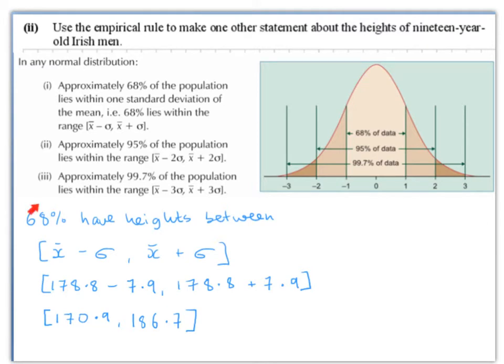Likewise, we could have said 68% have heights between the mean minus 1 standard deviation, comma, the mean plus 1 standard deviation. Again, this is all coming from our curve. The mean, 178.8, minus the standard deviation, 7.9, gives us 170.9. And the mean, 178.8, plus the standard deviation, 7.9, gives us 186.7. So 68% have heights between 170.9 centimetres and 186.7 centimetres. So either of these will do.